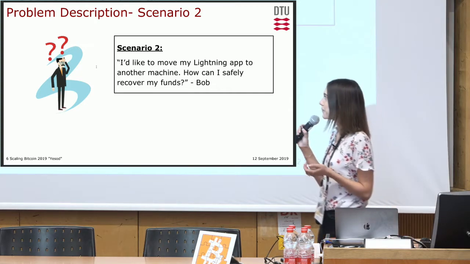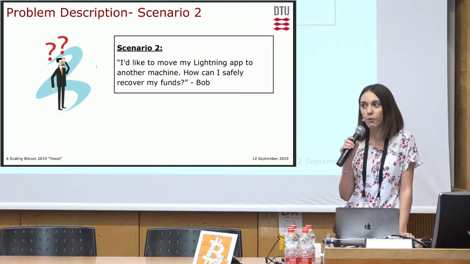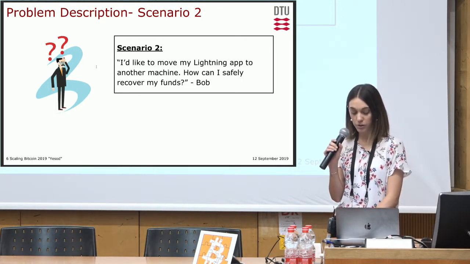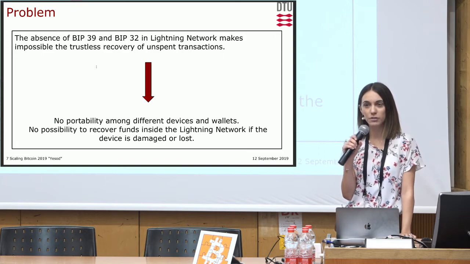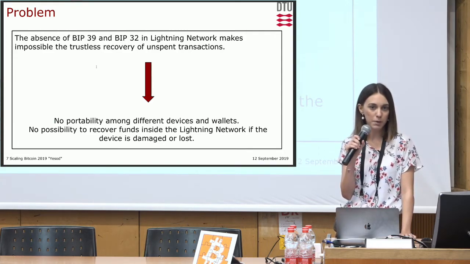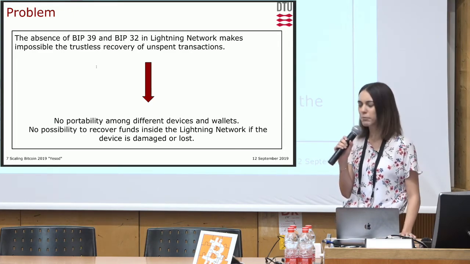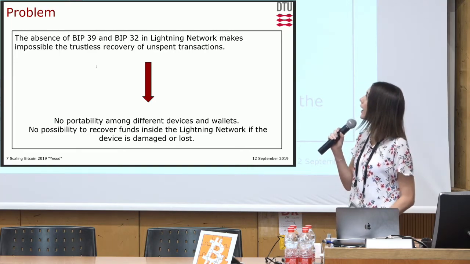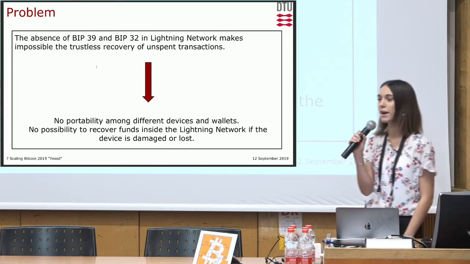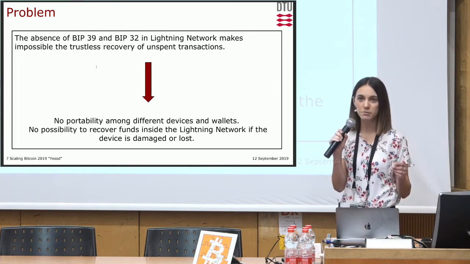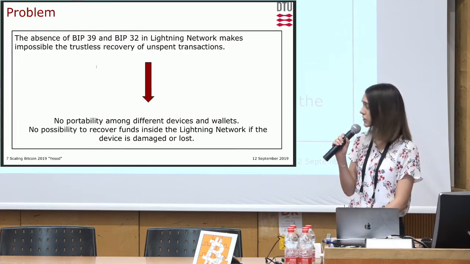So these are very normal scenarios, but the technology doesn't offer a solution to this issue. In Bitcoin, we have BIP39 and BIP32 to solve this problem. But in Lightning, the absence of a ledger and of BIP39 makes the recovery of unspent funds impossible. As a consequence, we have no portability among different devices and wallets, and also no possibility to recover the funds inside the Lightning Network if the device is lost.